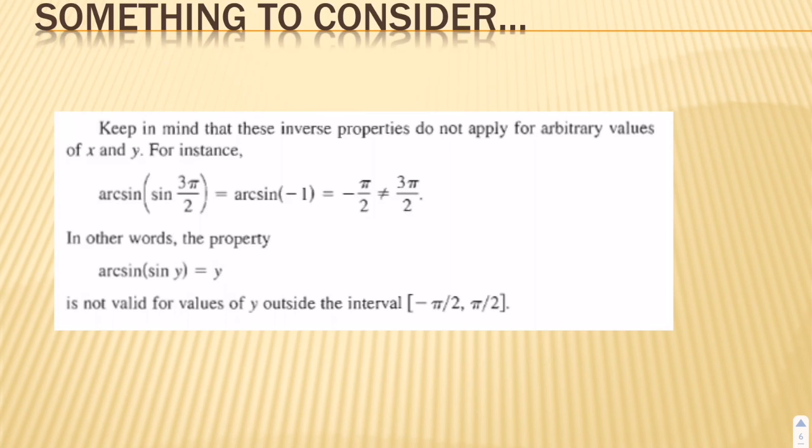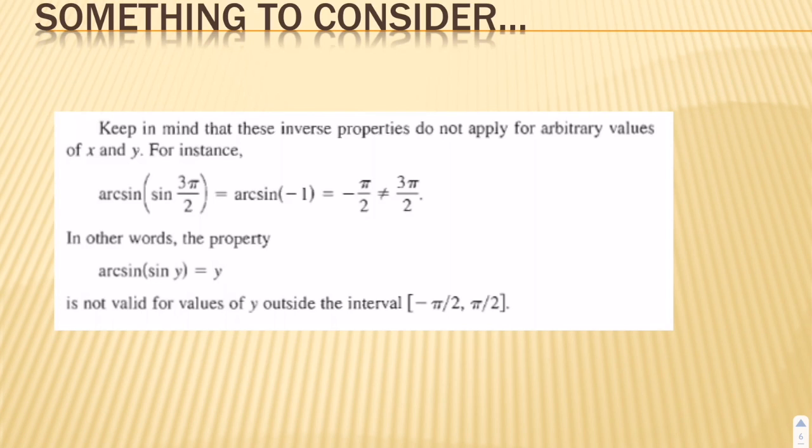Here's an important note to consider. Keep in mind that these inverse properties do not apply for just any arbitrary value for x and y. For instance, notice we have the inverse sine of the sine of 3 pi halves. Remember, we have to stay within negative pi halves to positive pi halves. 3 pi halves is outside that range. And so when we take the inverse sine of negative 1, we get negative pi halves.